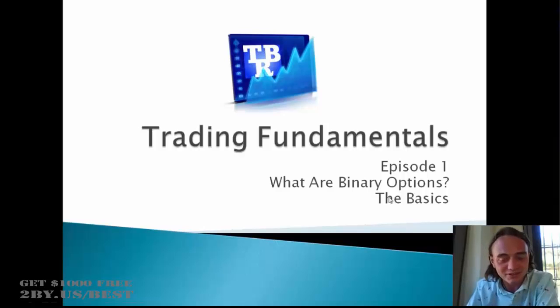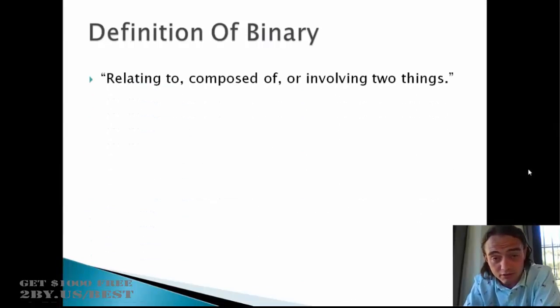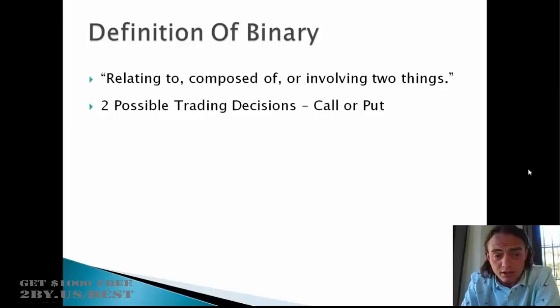It's not boring, it's fun. Okay, so definition of binary. Some of you may know of a binary code, which is lots of zeros and ones, and basically binary just means relating to, composed of, or involving two things. And in binary options, you've got two trading decisions you can make. You can make a call or you can make a put trade. Now, a call is that you are placing a trade, you are predicting that the price of an asset will rise, and a put is that you are predicting that the price of an asset will fall. So that's a put trade.